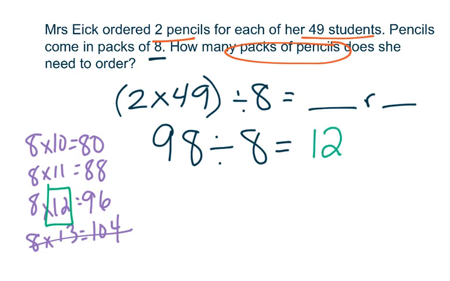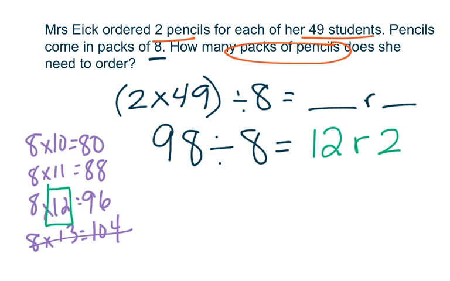Now I need to think, if 8 times 12 gets me 96, how many more do I need to add to get to 98? I need to add 2 more. So when I divided by 8, I got 12 remainder 2. Now I need to go back to my question. My question's asking me, how many packs of pencils does she need to order? How many packs of pencils do I need to order so that everybody gets 2 pencils?